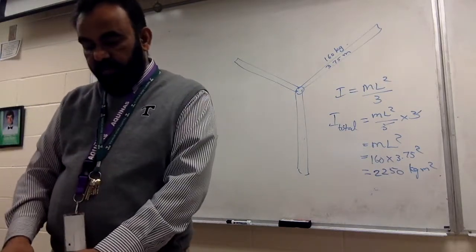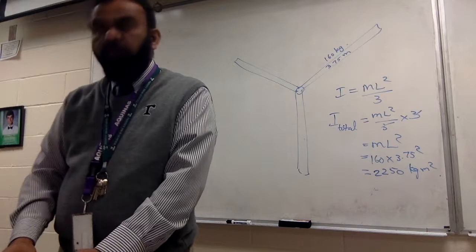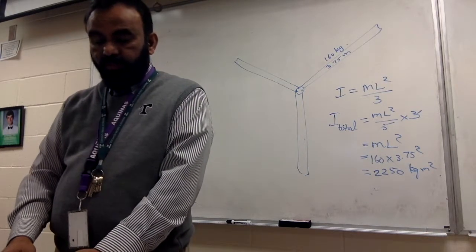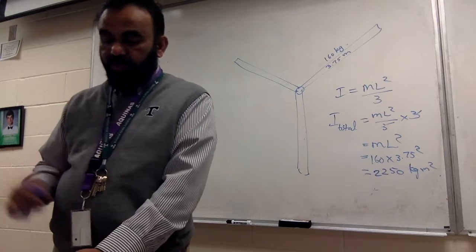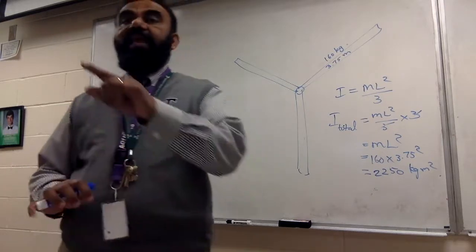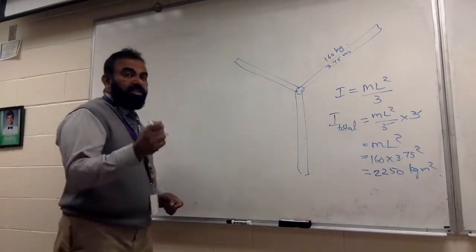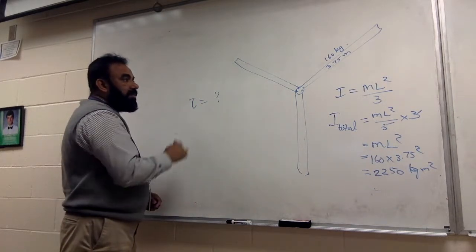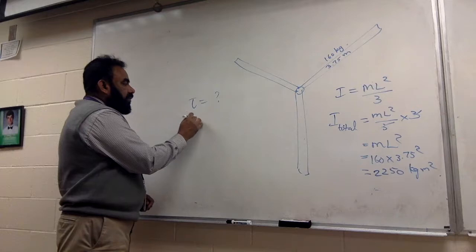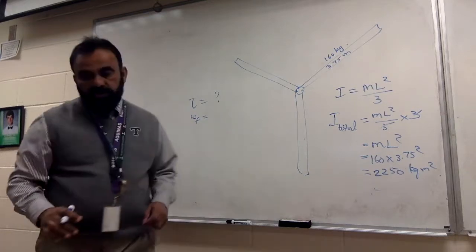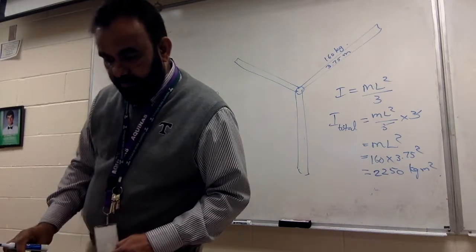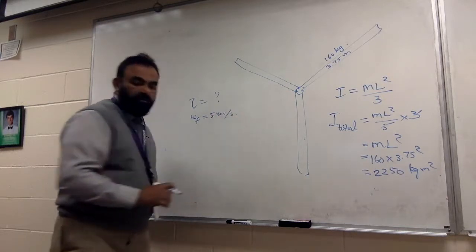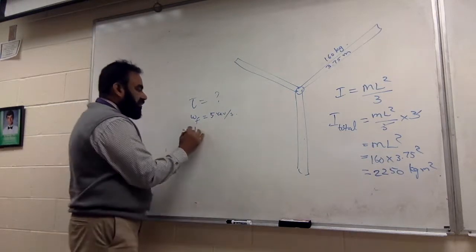The second part of the question says, how much torque must the motor apply to bring the blades up to a speed of 5 revolutions per second in 8 seconds? How much torque is needed to bring the blades to a final angular speed of 5 revolutions per second in a time of 8 seconds?